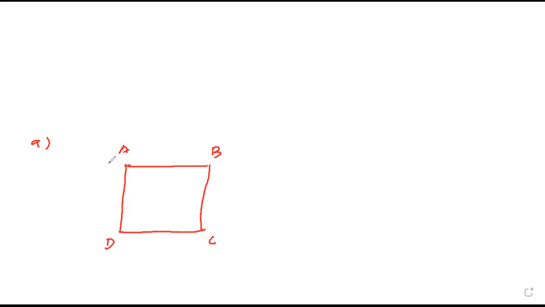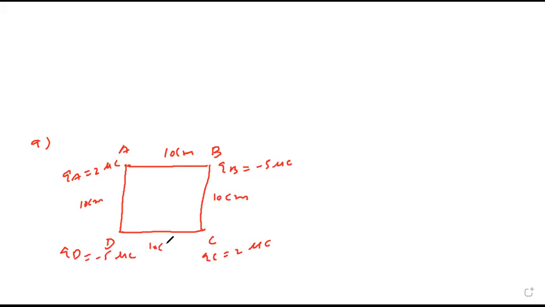So they are telling us there are four charges located at A, B, C, D. Charge at A is 2 microcoulomb. Charge at B is -5 microcoulomb. Charge at C is 2 microcoulomb. And charge at D is -5 microcoulomb, located at the corners of the square ABCD whose side is 10 centimeter each.